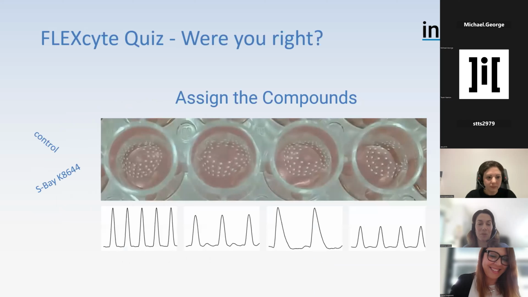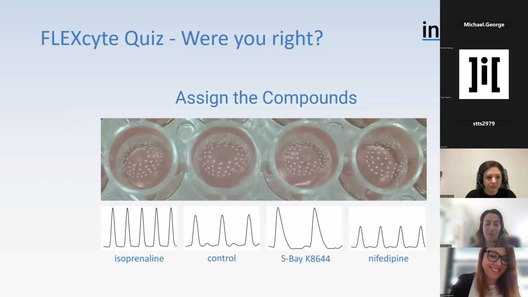And of course, last but not least, the FLEXcyte quiz. I hope you put some of your thoughts into the chat, because this is the result. We have isoprenaline on the left-hand side and the control condition coming after that, SBA on the right-hand side, and nifedipine on the far right. I'm sure most of you are right. Well done, you. And I'm open for questions.